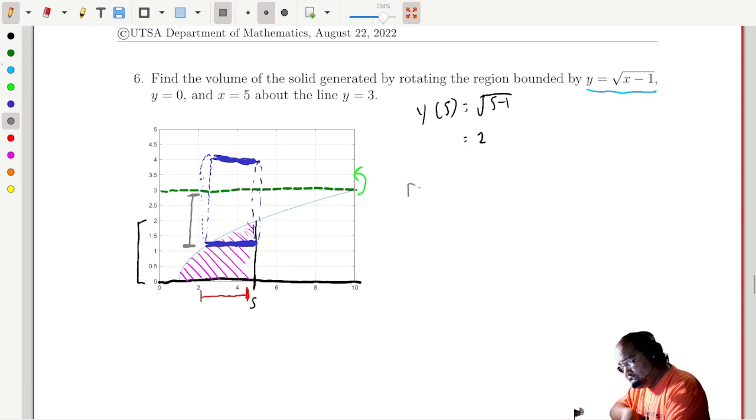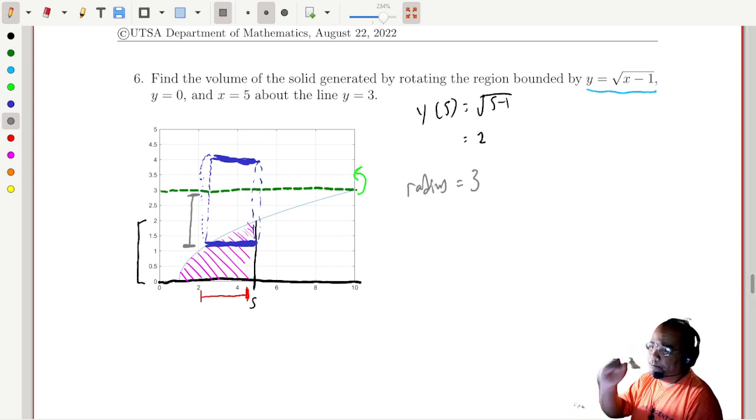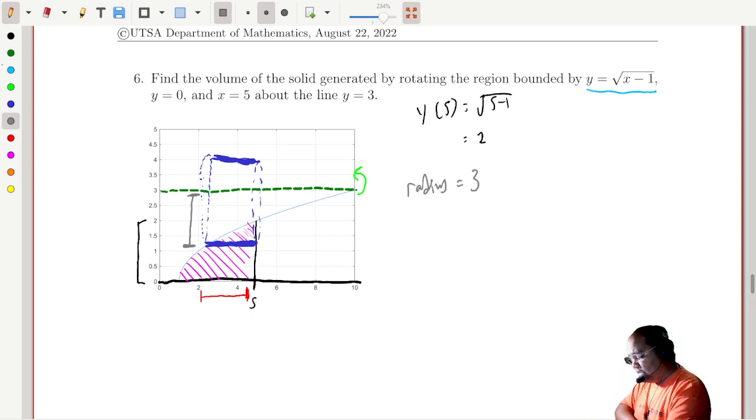Let's tackle the shell radius first. Here in gray, the shell radius is the distance from the strip to the axis of rotation. With shells, you want to think about both top minus bottom and right minus left. Which one here? It's still top minus bottom. Here, the axis of rotation is fixed at the line y equals 3, and the strip is at the bottom, and it varies at some position y. So my radius is 3 minus y.